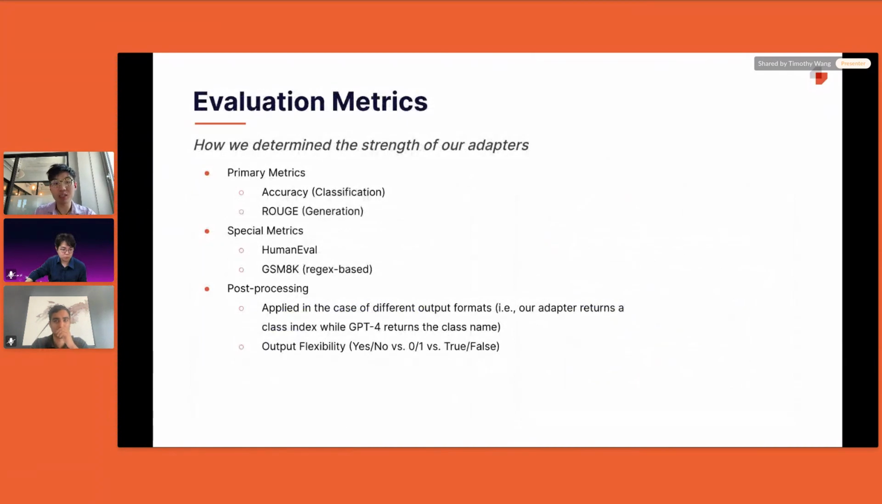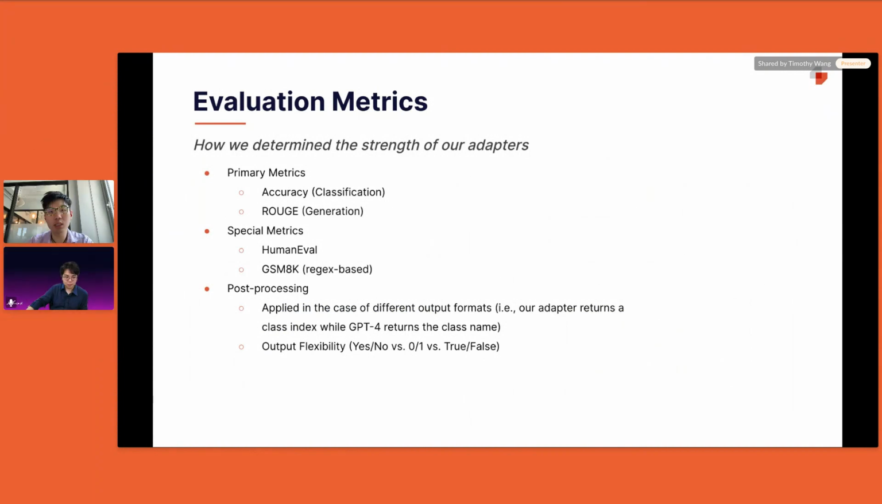As for the evaluation metrics themselves, we determined the strength of our adapters primarily using either accuracy for our classification tasks or ROUGE for our generation tasks. We did have to use some special metrics in certain cases. HumanEval, widely accepted for coding-based tasks, is what we used to evaluate our coding-based adapter. And then for GSM8K, which is a grade school math task, we ended up using a regex-based solution extractor to verify that this adapter was properly producing the correct mathematical solutions.